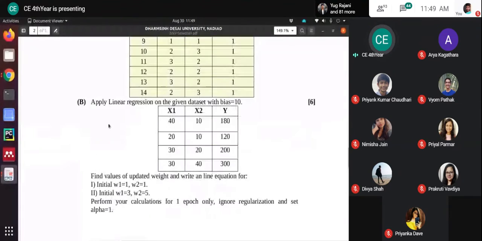For this question B, specifically if you observe the second scenario, it exactly represents the line. So if you just consider this, that is bias plus w1 x1 plus w2 x2, you will get the exact y value for any of the entries.